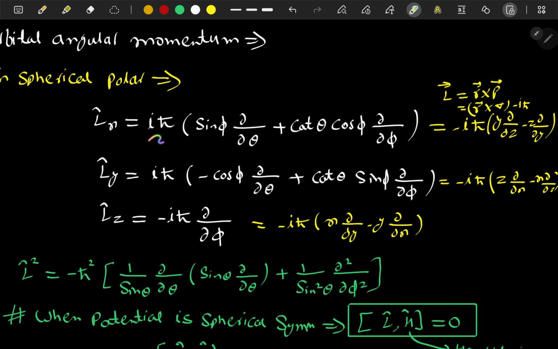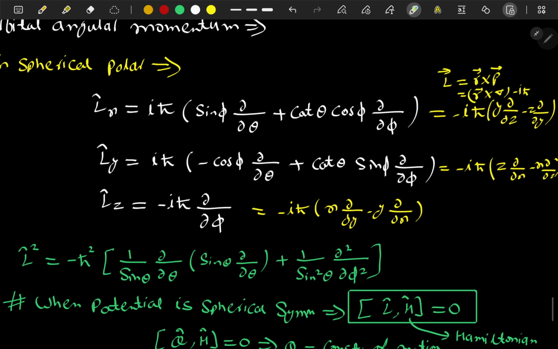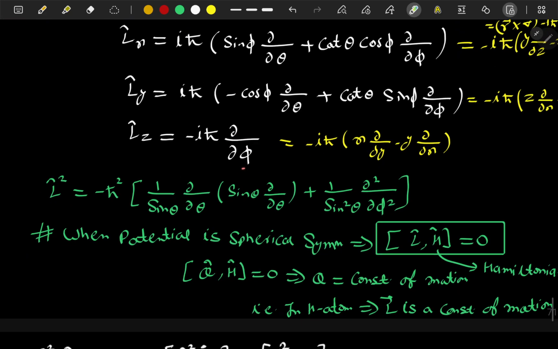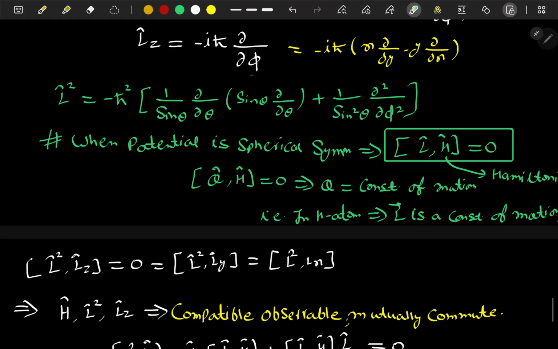In spherical coordinates, Lx is i h cross (sin phi del by del theta plus cot theta cos phi del by del phi), Ly is i h cross (minus cos phi del by del theta plus cot theta sin phi del by del phi), and Lz is minus i h cross del by del phi. Similarly, L cap square can directly be asked in the examination. Remember these options.